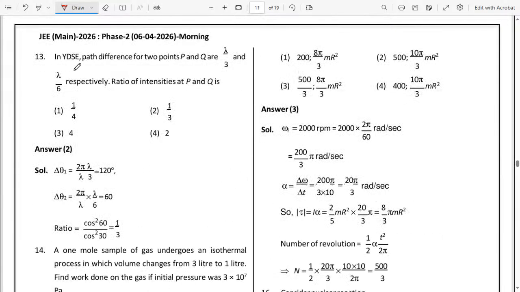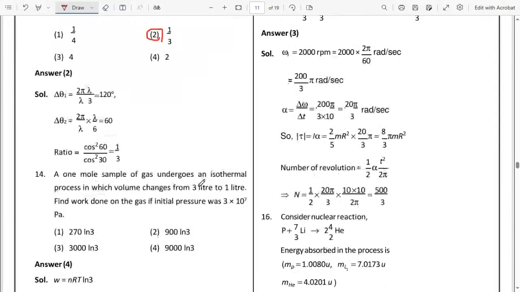Next. Question number 13. In YDSE, path difference for 2 points P and Q are lambda by 3 and lambda by 6 respectively. Ratio of intensities at P and Q are yes 1 by 3. Right? Isn't it? Right.